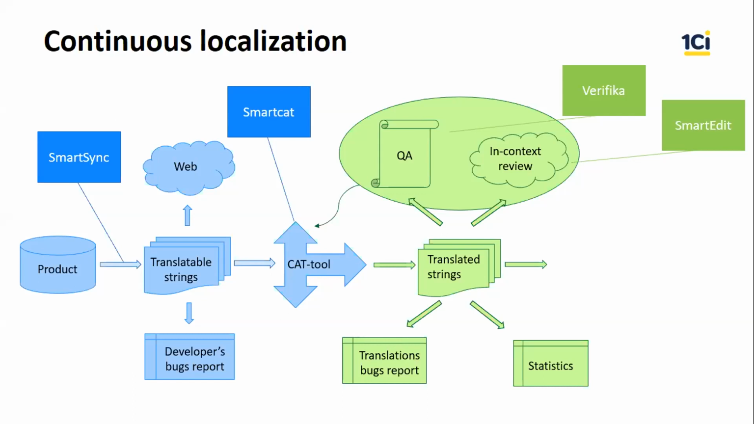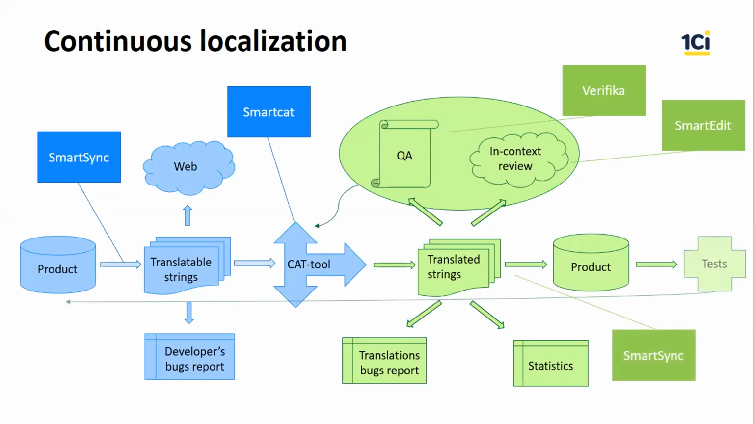When everything is ready, we get a localized application and run tests. They can be manual or automatic, and then release. And after that, the process repeats. That is why it is called continuous localization.